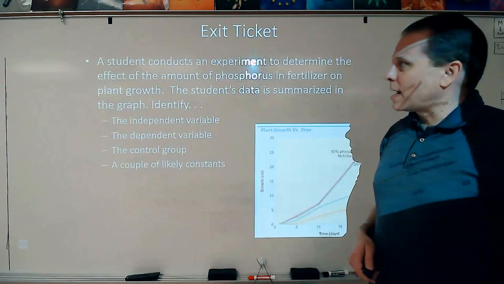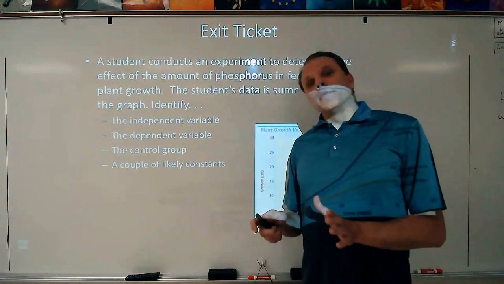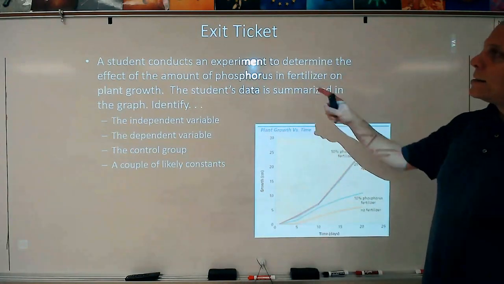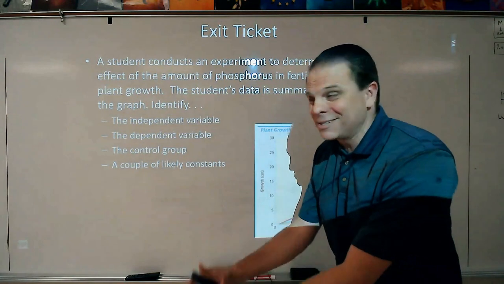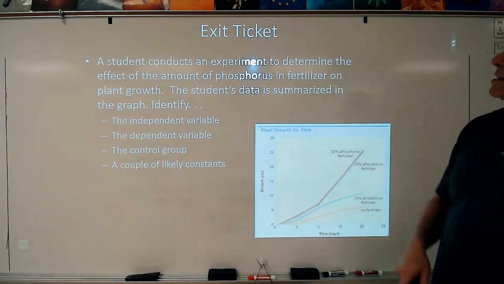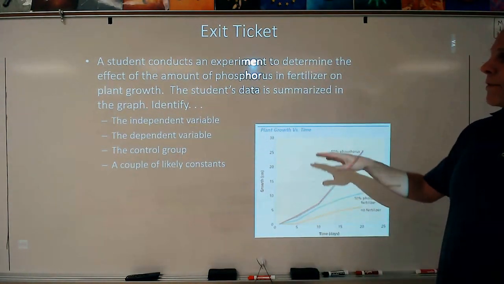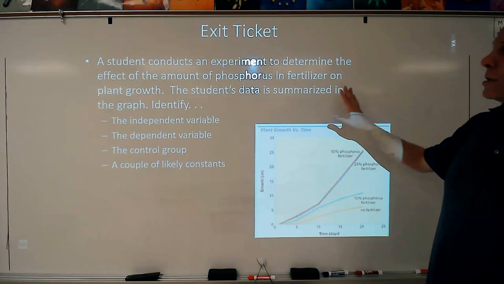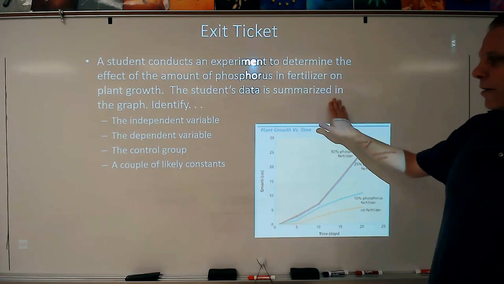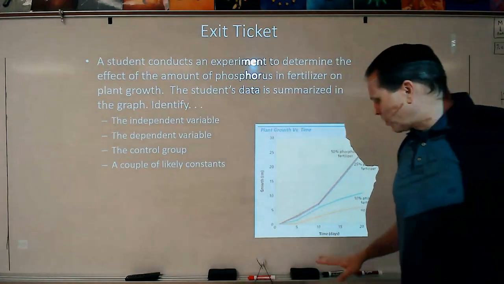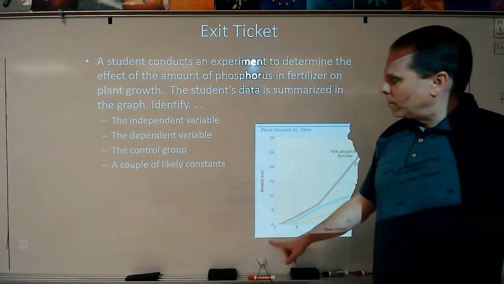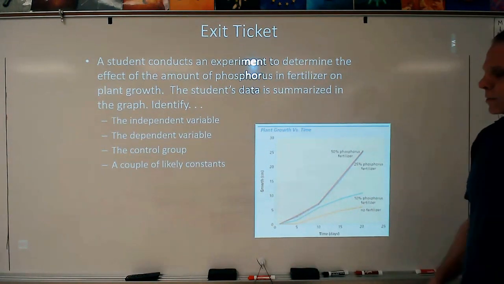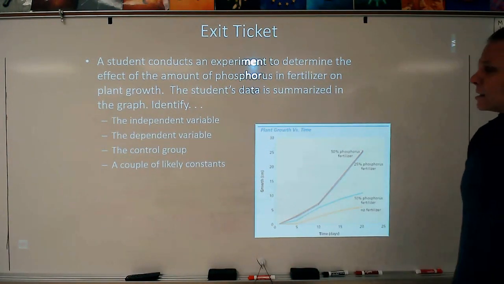Okay, so that was our catalyst. And this is something else that I would want you to be able to do. And this is an exit ticket, but basically we're done with this lecture as soon as you do this stuff, right? Student conducts experiment to determine the effect of the amount of phosphorus and fertilizer in plant growth. Student's data summarized in the graph. Identify. Independent variable. What is it controlling? The time, okay, the number of days. What's the dependent variable? The growth, how much it's growing. That's what's going to be dependent upon how many days it's been going.